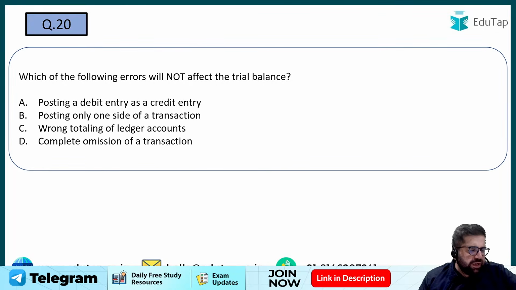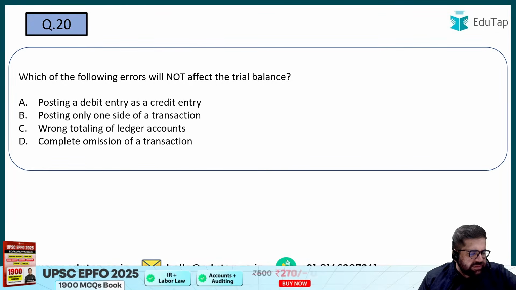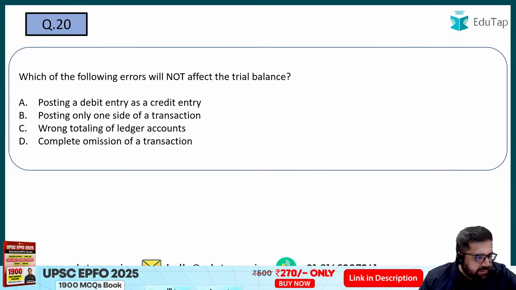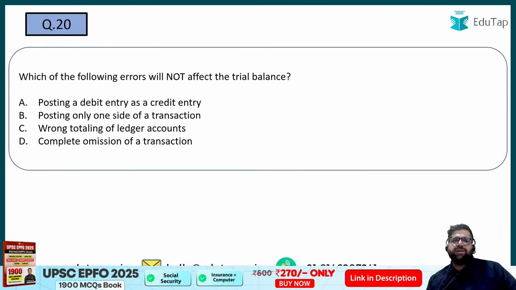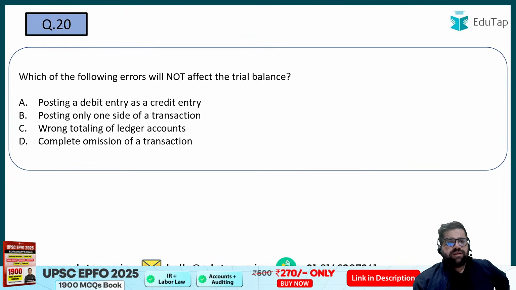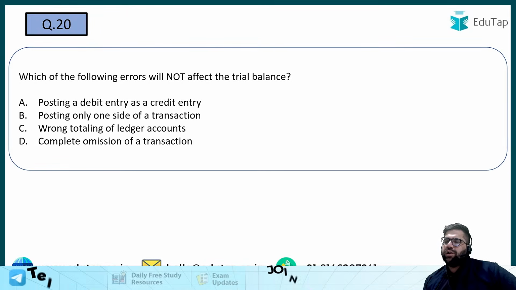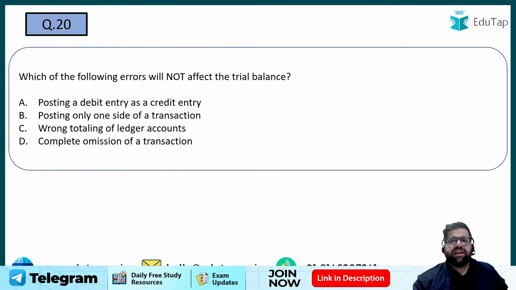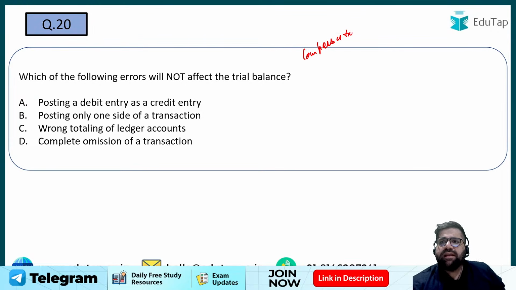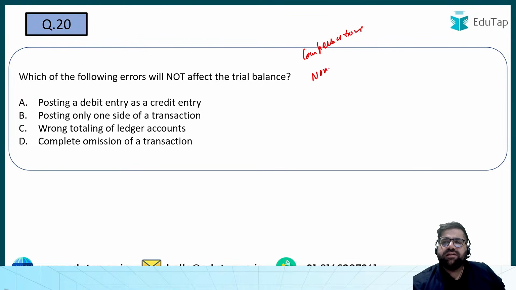Question number 20 now. Yes, arithmetical accuracy is the correct answer. Question number 20. Which of the following errors will not affect the trial balance? Now in a trial balance there can be compensating errors and there can be non-compensating errors.